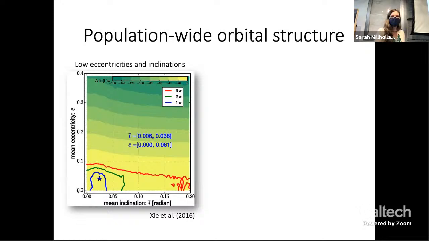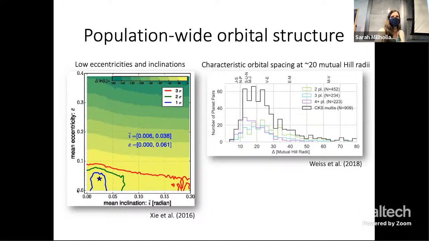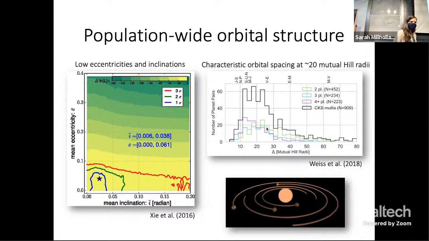In addition, the distribution of orbital spacing between planets in these multi-planet systems peaks fairly sharply at around 20 mutual Hill radii, which is a measure of the radius of the region that these planets gravitationally dominate. So planets have to be spaced by more than about 10 or so mutual Hill radii in order to be dynamically stable. And so this characteristic spacing of around 20 mutual Hill radii is again signaling the preponderance of these very highly structured, very evenly spaced, and not super complex systems.